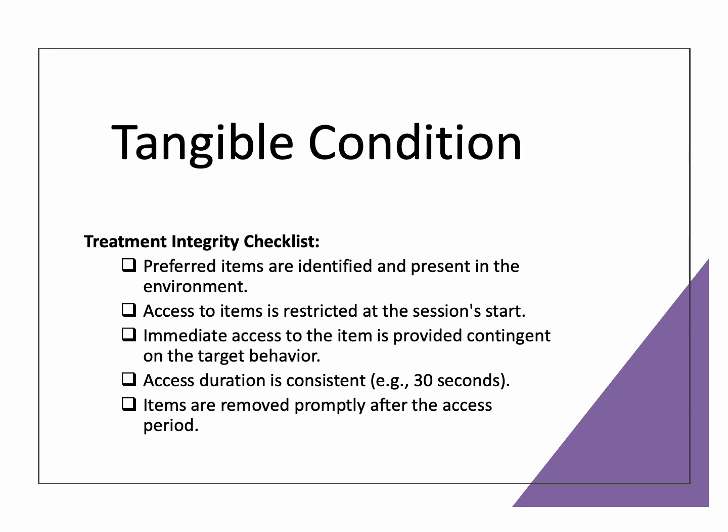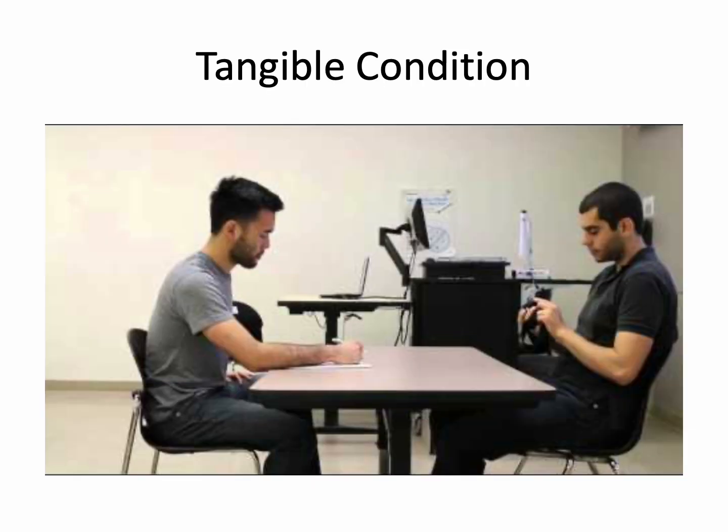The access duration is consistent across all sessions. And then items are removed promptly after the access period. And then again, you would do the same thing over and over. Every single time the behavior occurs, you provide access to that tangible, and so on. In this video, you'll see a demonstration of what the tangible condition looks like.